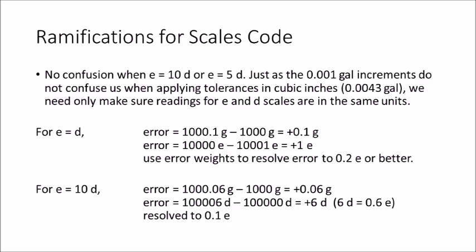So the ramifications, well, I hope now, after seeing this, you will never again be confused when you see an instrument where E equals 10D. So just as we're not confused by the 0.001 gallon increments on a fuel dispenser, and we're applying tolerances in cubic inches, we should not be confused. All you have to do is convert both the tolerance and the readings to the same units of measure.